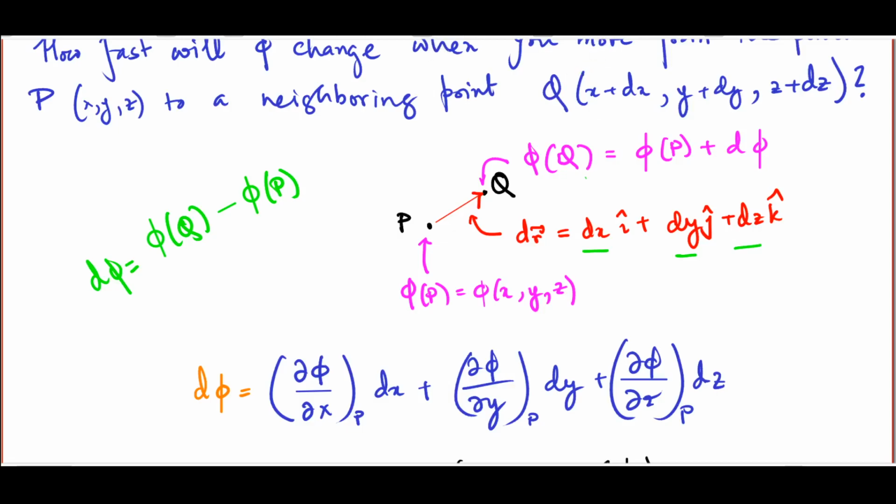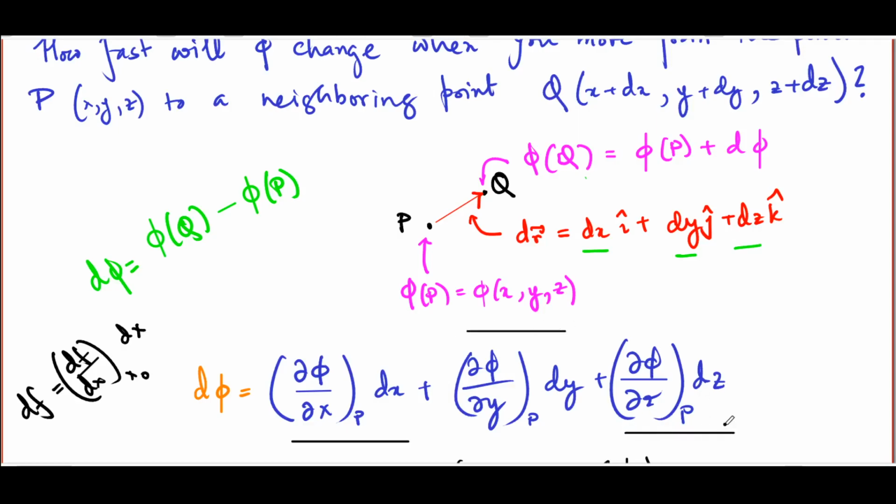Let me once again remind you that if this had been a function of a single variable, df would be df dx at the point x equal to x0, which I'm calling the point P for the time being, times dx. So what you have here is a three-dimensional generalization of that. Instead of an ordinary derivative df dx, which we had here because f is a function of one variable, here phi is a function of x, y and z, and therefore d phi has three terms, one corresponding to change in x alone, another change in y alone, and a third change in z alone.